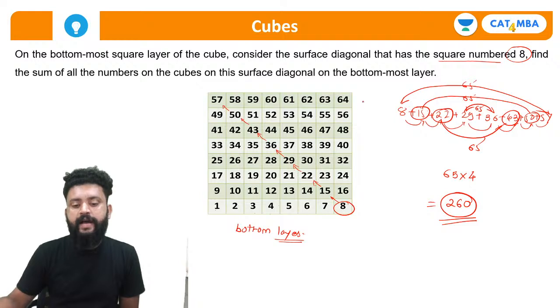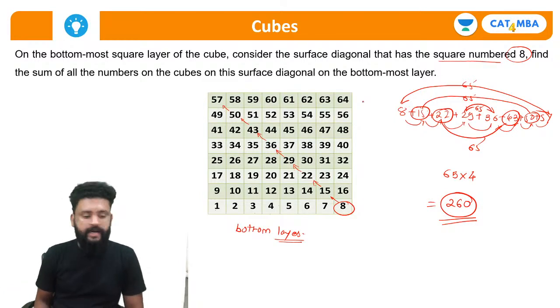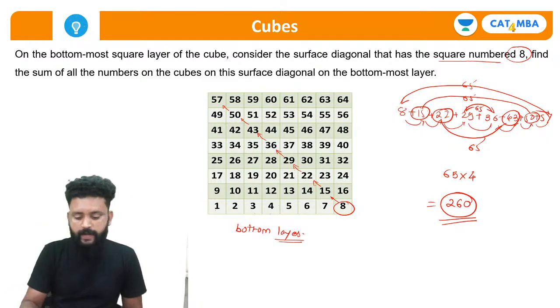That will be the number as 512. Hopefully you understand this. So let's move to the next part.